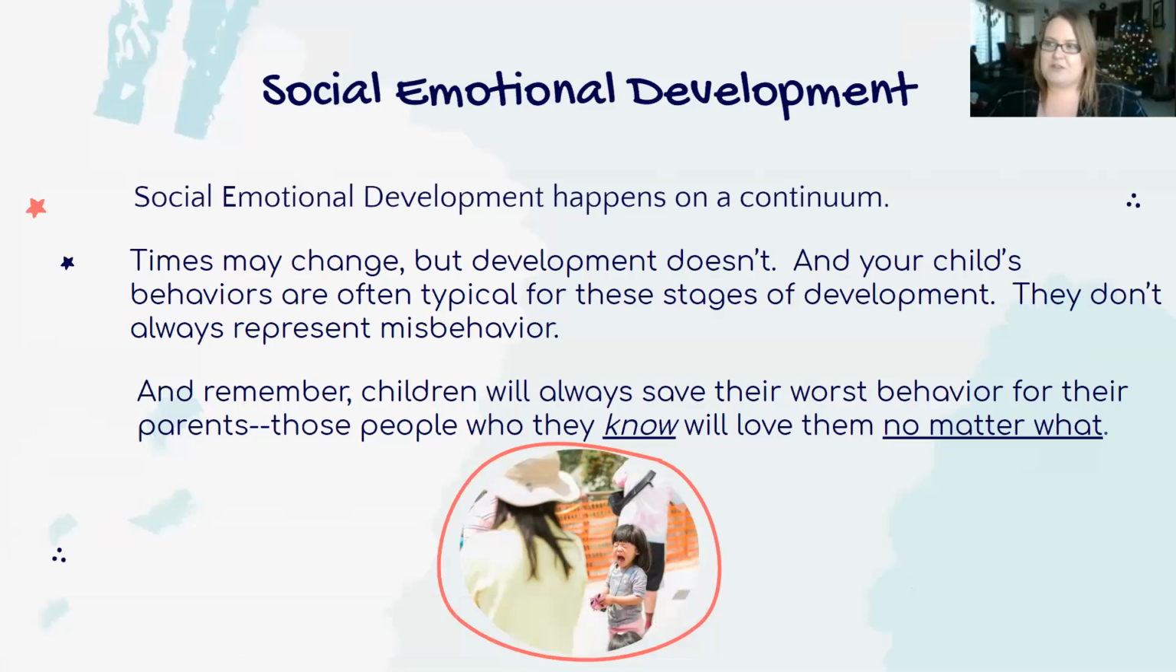So for social emotional development, the times may change, but the development doesn't change. So as your child's behaviors develop, you'll often find typical behaviors in the different stages of development. Just remember that it doesn't always mean that it's a misbehavior. Children will always save their worst behaviors for their parents. So the people that they know will always love them no matter what. They will save those behaviors for their parents and their family members.